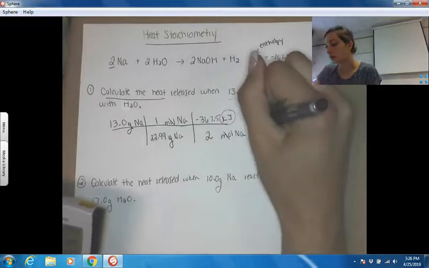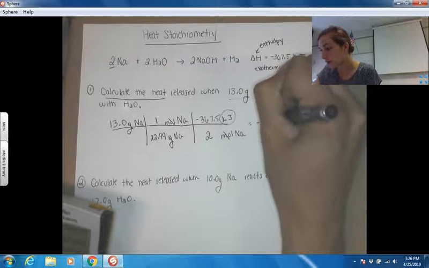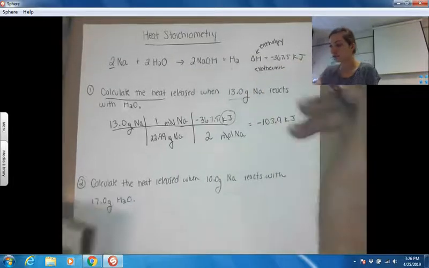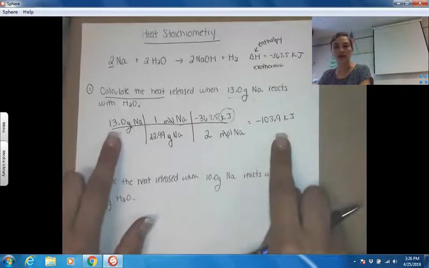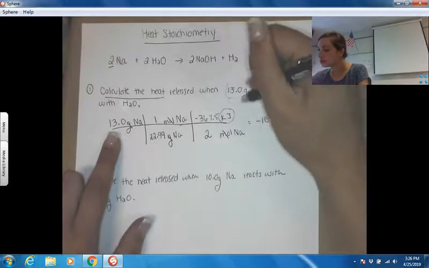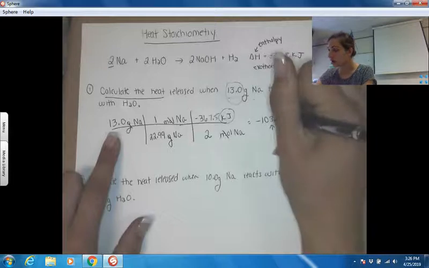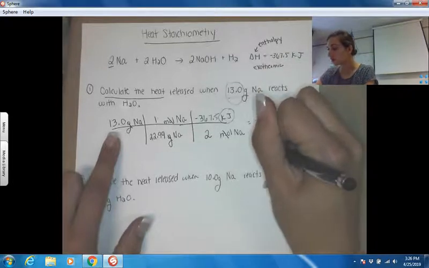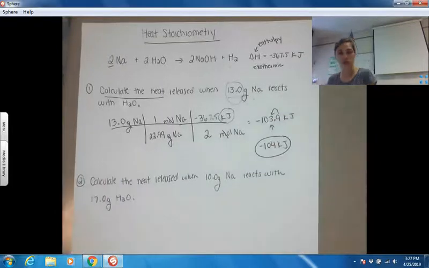All right, so the answer that I got when I plugged into my calculator was negative 103.9 kilojoules. So when we use this much sodium, this is the amount of energy we will give off. But we have to make sure we look at our significant figures. In the problem, we started off with 3 significant figures. So we're looking at this 3, and the 9 is going to round it up. We're left with negative 104 kilojoules of energy that is released. So that's a fairly easy one. It's only like a 1-step problem.